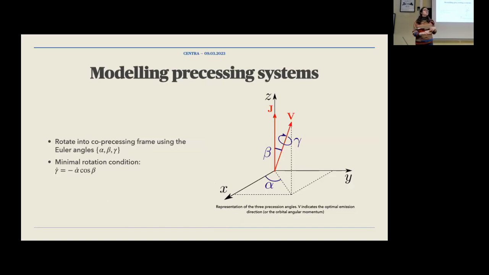Okay, and so this transformation from the co-precessing frame to the inertial frame and vice versa is described by these three Euler angles, alpha, beta, and gamma. Where here B is, say, the maximum emission direction, the direction in which the majority of the power is emitted, and alpha and beta describe the precession of this direction, and then gamma is defined by the minimal rotation condition, and this is just to enforce consistency between the frames.